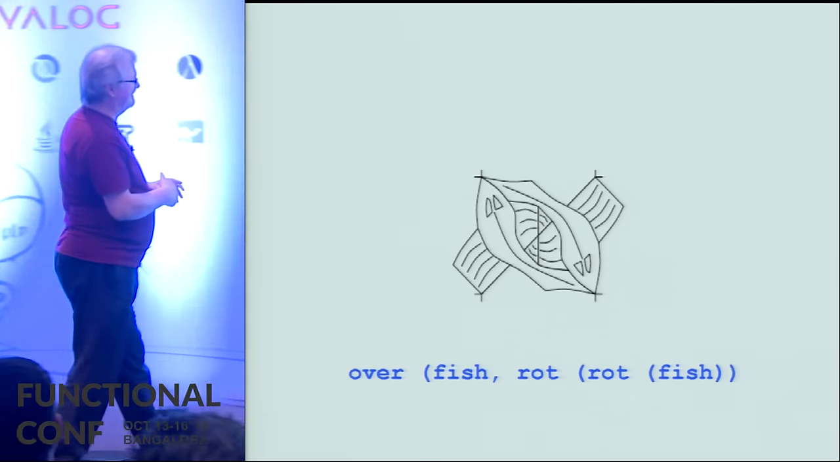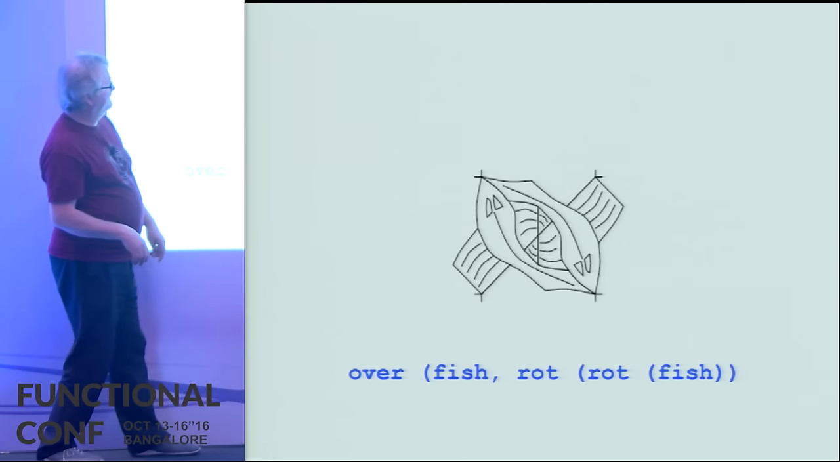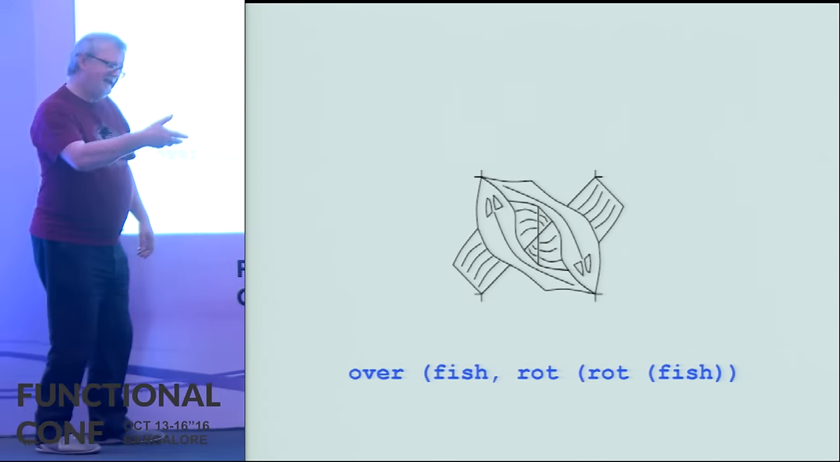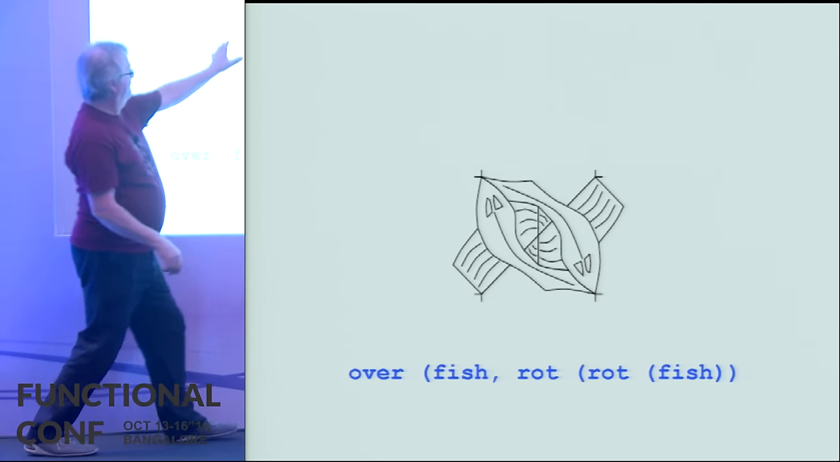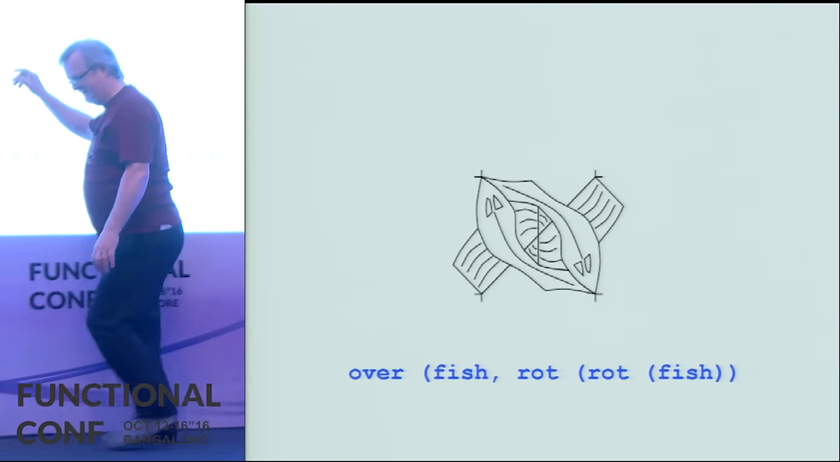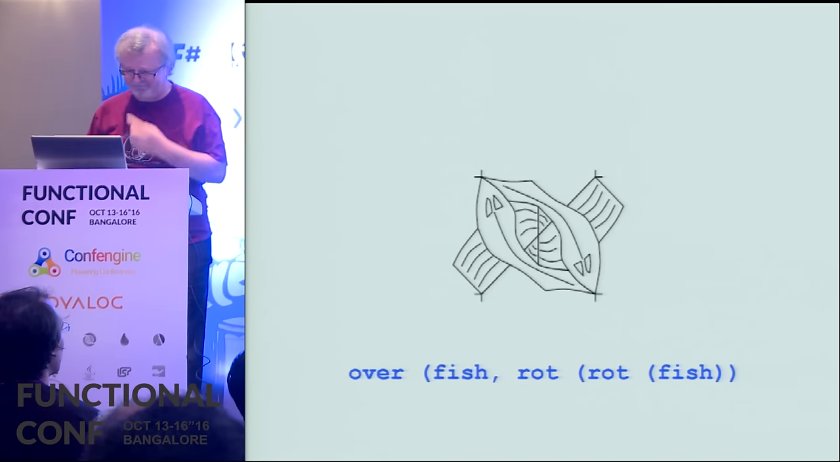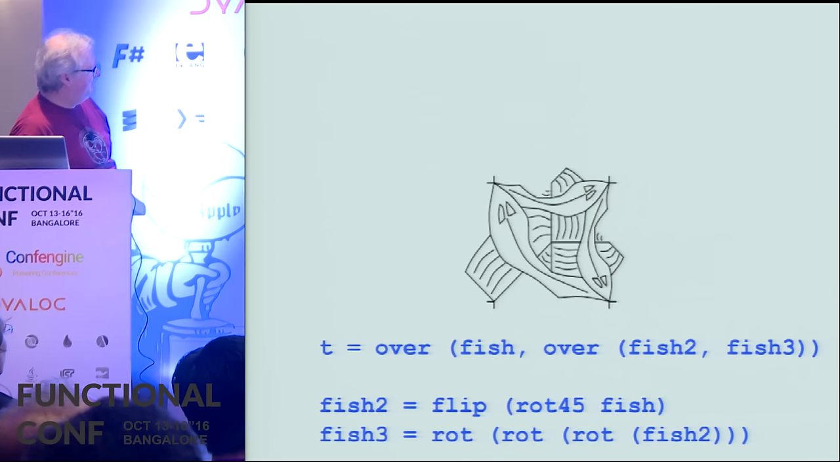For example, you can make this one by overlaying the original fish with rotate, rotate fish. So here, rotate is a 90 degree rotation. And if you do it twice, then we rotate the fish around. And then they fit together. And the fact that they fit is Escher's genius. So that's cool. Here's something else we can do.